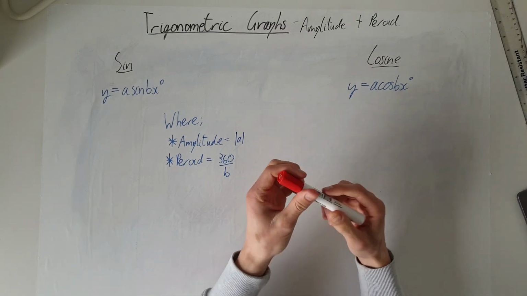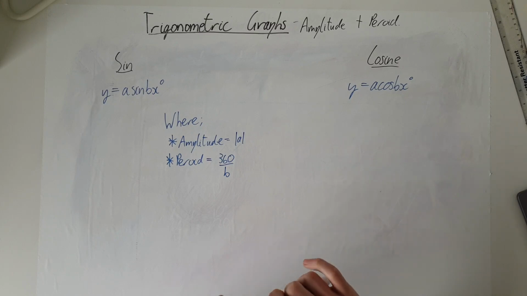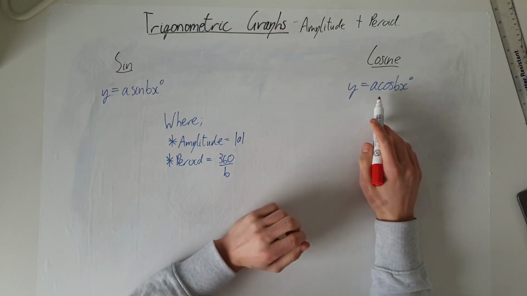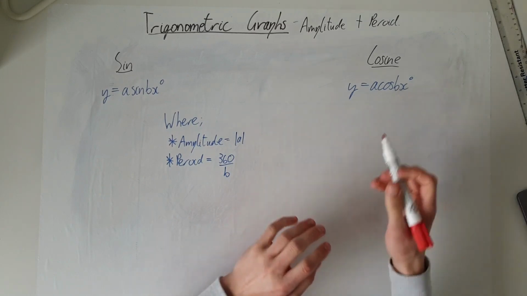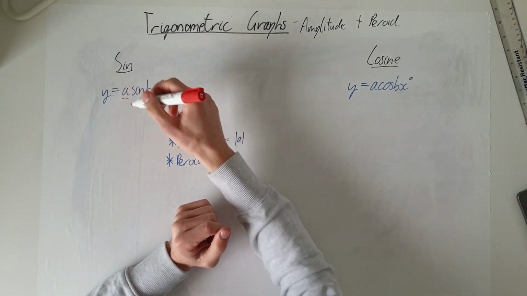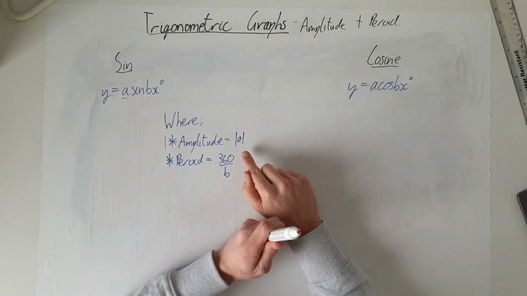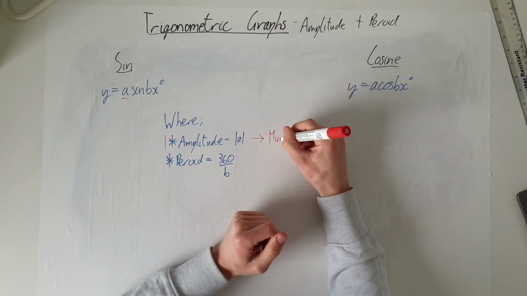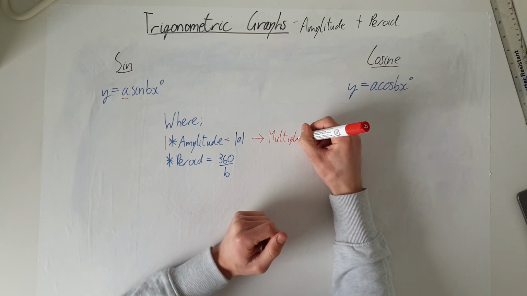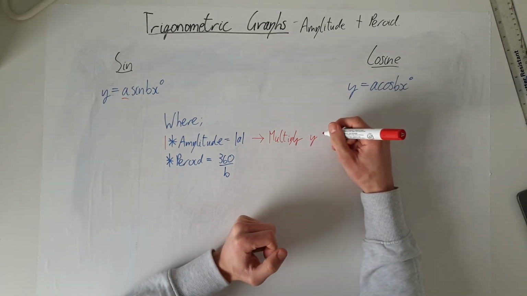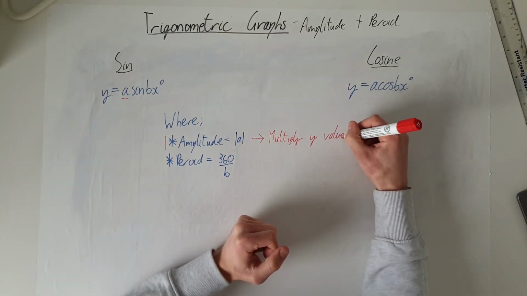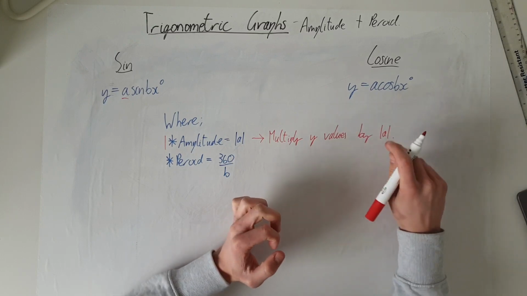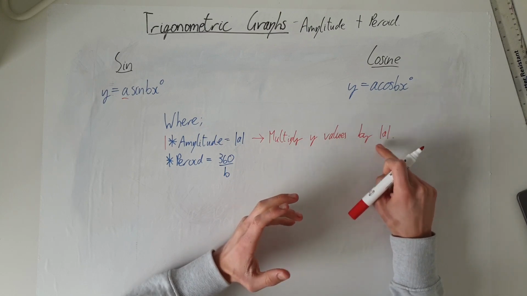So just looking at what we've learned quickly so far, we have developed our equation so that we know y is equal to a sine bx and y is equal to a cosine bx. And we know a here is the amplitude, and what we do to our key points is multiply all our y values by a, or modulus a, which is called the absolute value because it's always positive.